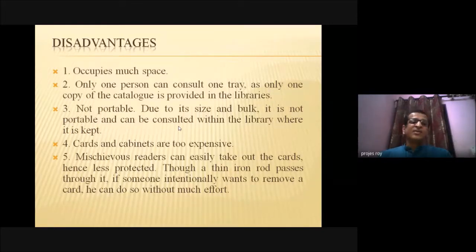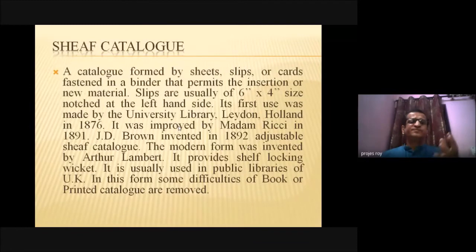Now, sheaf catalog. It's a catalog form. It's a loose slip kind. It's a slip or card fastened in a binder that permits the insertion of new material. Slips are usually of 6 inches by 4 inches size, noted at the left-hand side. The first use was made by the University Library of Leiden, Holland, in 1876.